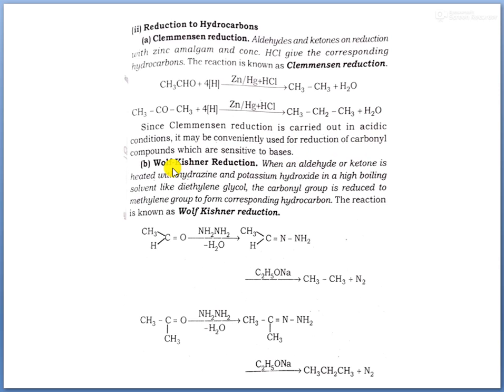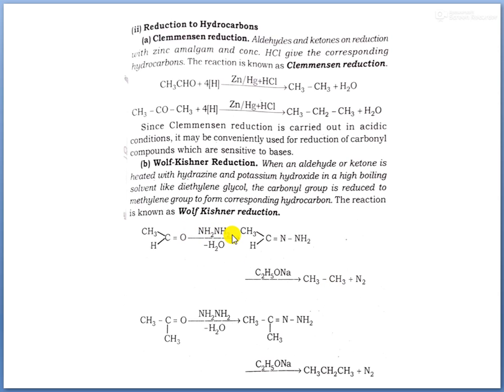The second type of reaction is the Wolff-Kishner reduction. Here, when an aldehyde or a ketone is treated with hydrazine, which is NH2NH2, and potassium hydroxide in a high boiling solvent like ethylene glycol, the carbonyl group is reduced to a methylene group to form the corresponding hydrocarbon. This reaction is called the Wolff-Kishner reduction.